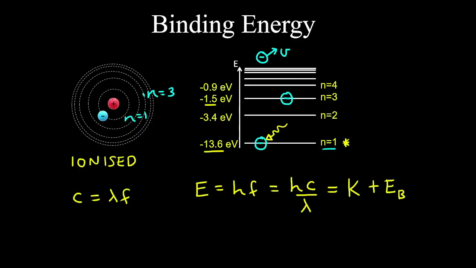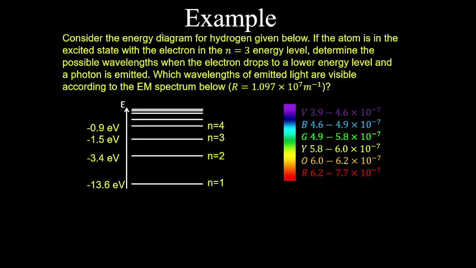Consider the energy diagram for hydrogen if the atom is in the excited state, with the electron in the third energy level. Determine the possible wavelengths when the electron drops to a lower energy level and a photon is emitted. So the electron can drop to n equals 2 and n equals 1 in this case. And which wavelengths of emitted light are visible according to the electromagnetic spectrum shown here. And the Rydberg constant is given.